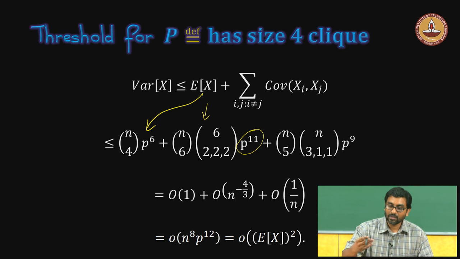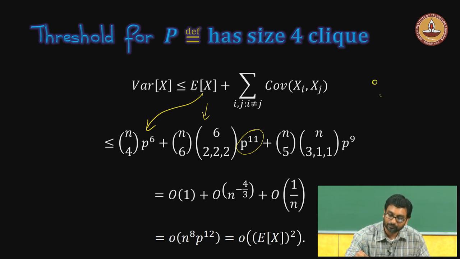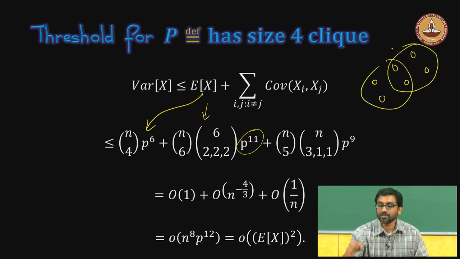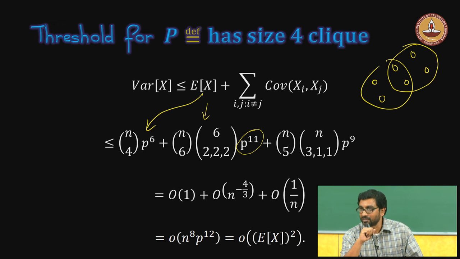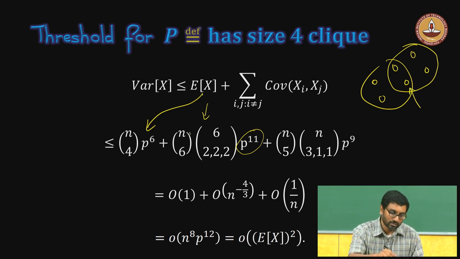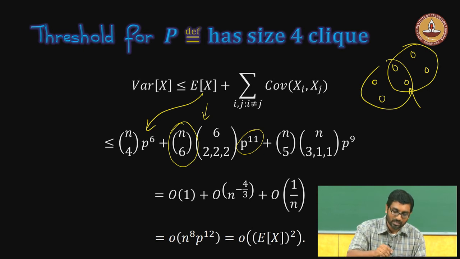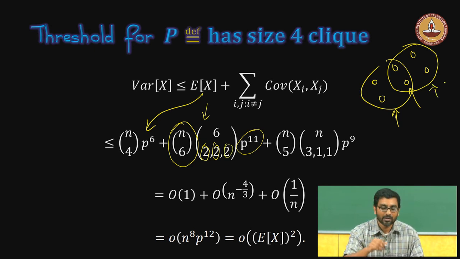First of all, you need to remember the picture. You need to first get 6 vertices. After you get 6 vertices, then you have to choose 2 of them to be the common vertices. So, this is choosing the 6 vertices. Then out of those 6 vertices, you want 2 to be in the middle. Then you want to choose 2 to be here, and the remaining 2 will go here. That is the number of such covariance terms that you will have.